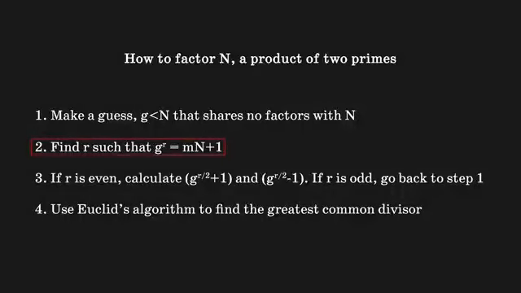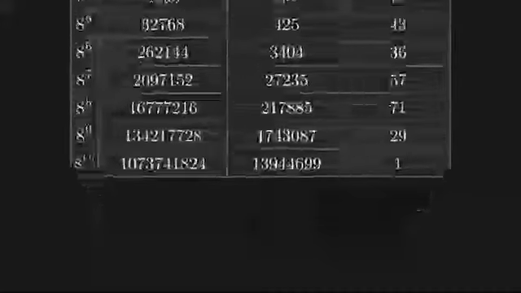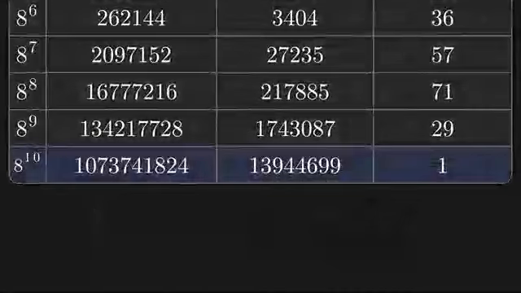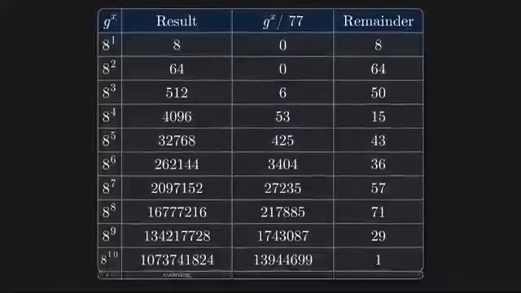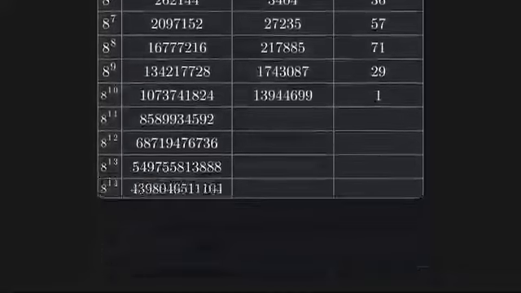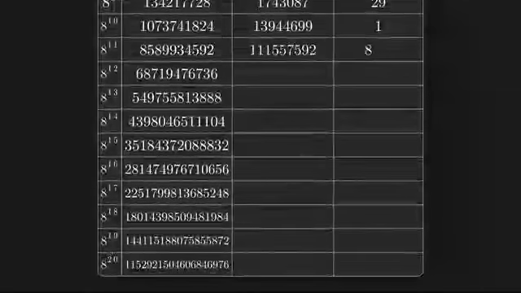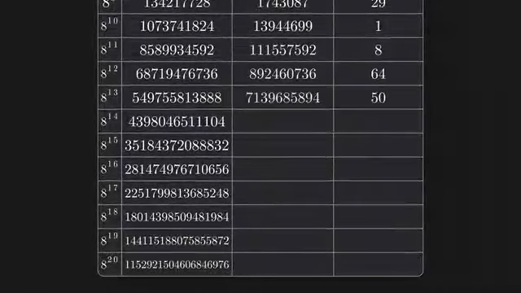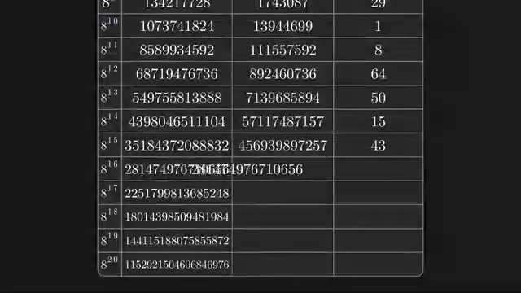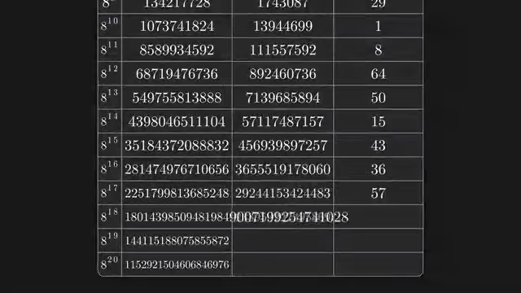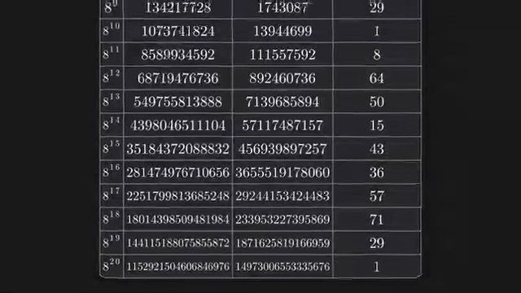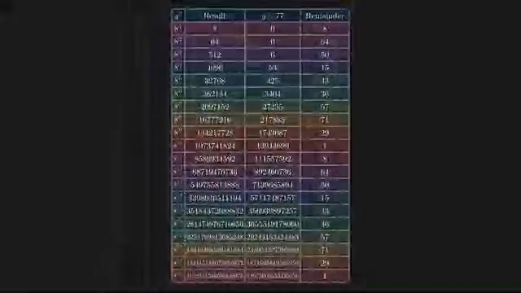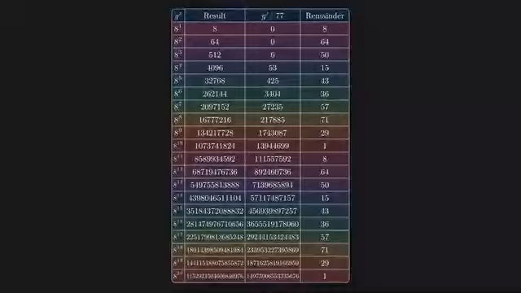To see why, let's go back to our example where 8 to the power of 10 is one more than a multiple of 77. Watch what happens to the remainders if we keep going past 8 to the power of 10 to 8 to the 11, 8 to the 12, and so on. Well, we get remainders of 8, 64, 50, 15, 43, 36, 57, 71, 29, and again, 1. The remainders cycle, and they will just keep cycling.